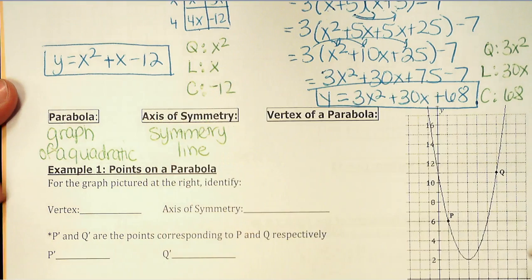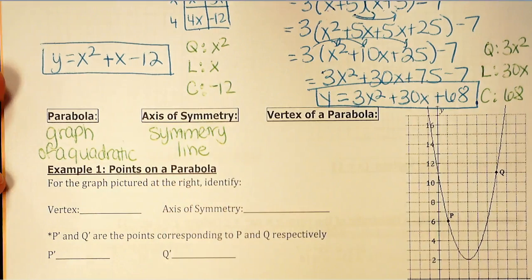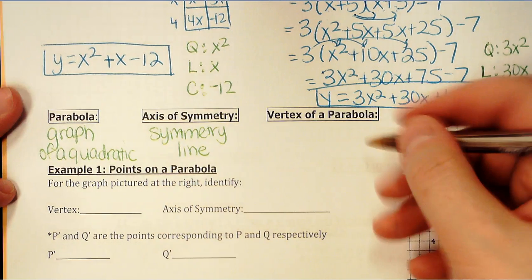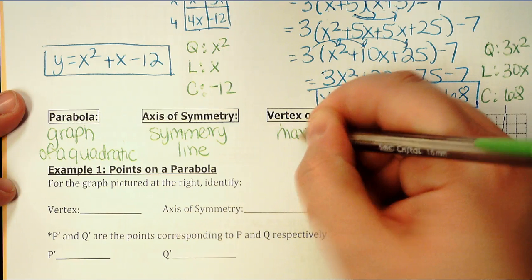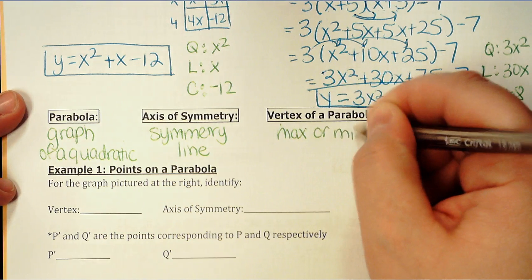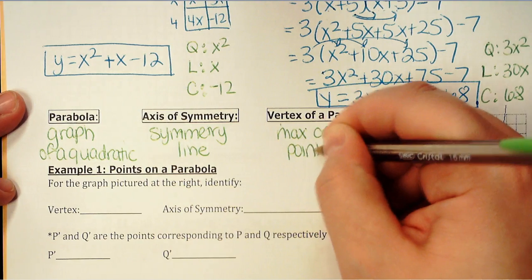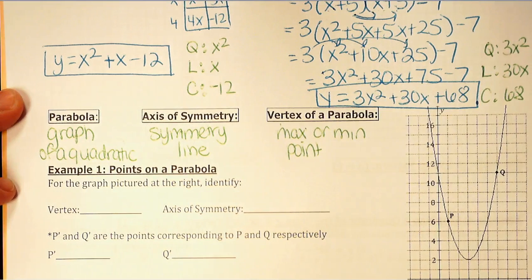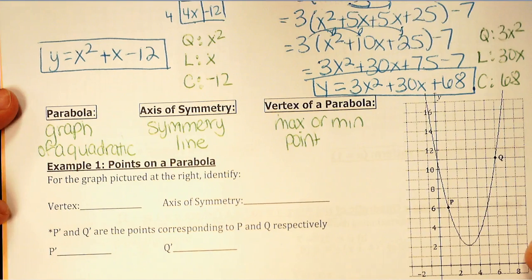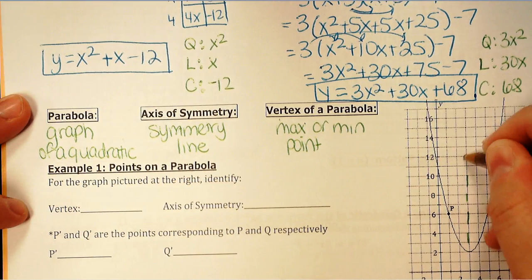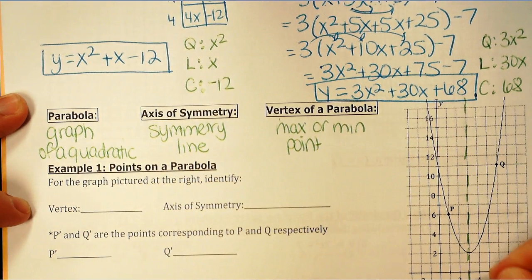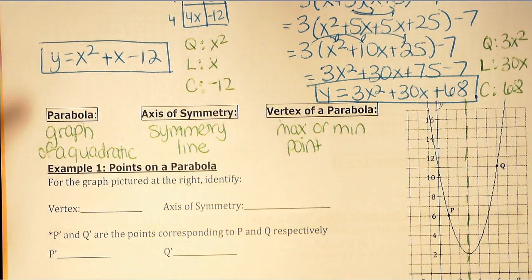And I'll come over here and draw it on the graph to kind of illustrate this. So symmetry line, and it's vertical. And the vertex is the maximum or minimum point, and that depends on how the graph turns. So let's come over here. The axis of symmetry is going to go right through the middle of the parabola. So if I were to fold it in half, it would match up on either side.